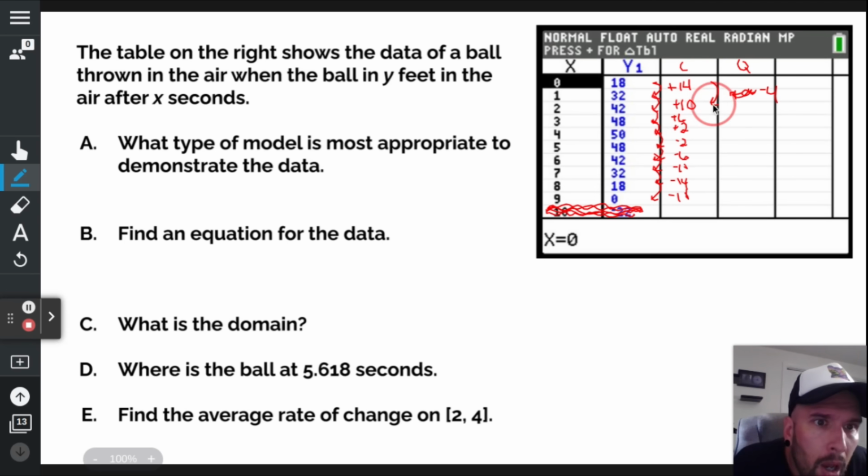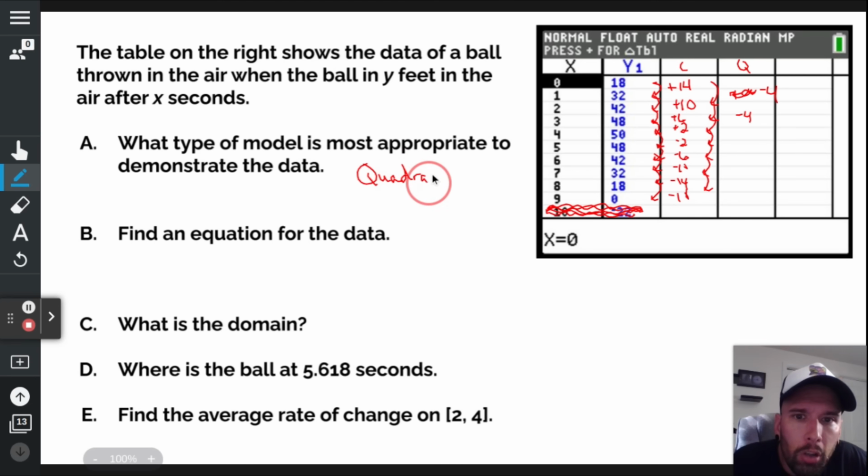Minus 4, minus 4, minus 4, minus 4, minus 4, minus 4, minus 4. It's quadratic. So let's take this information. Let's plug it all in.